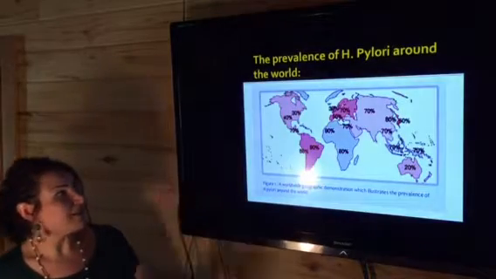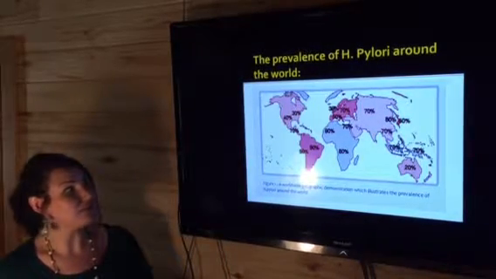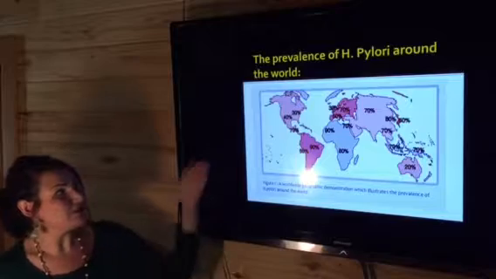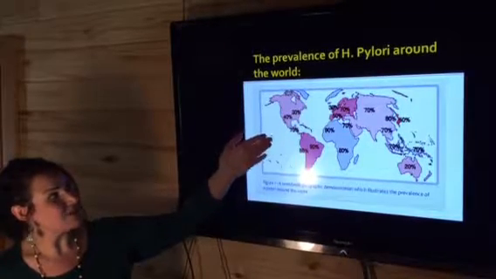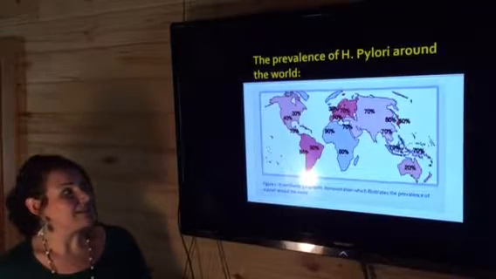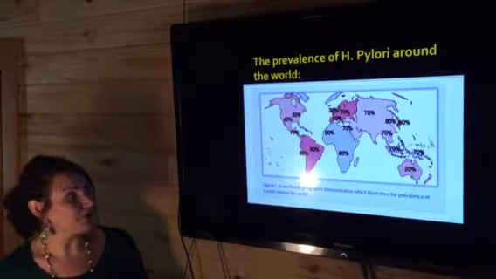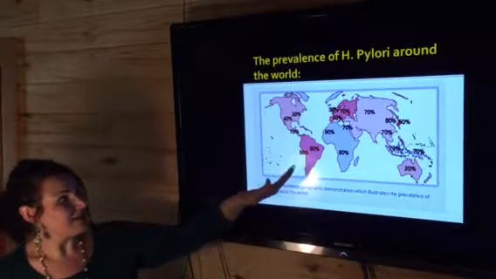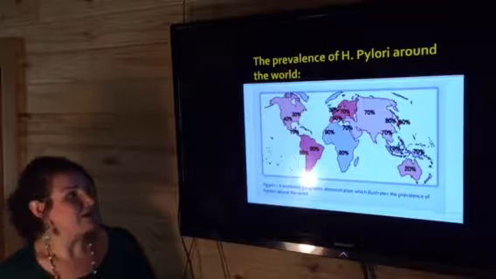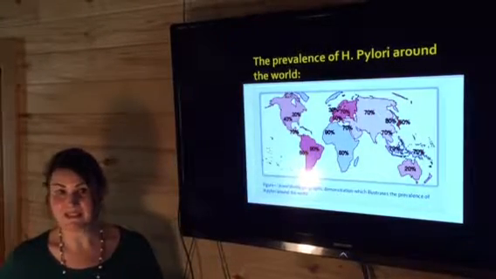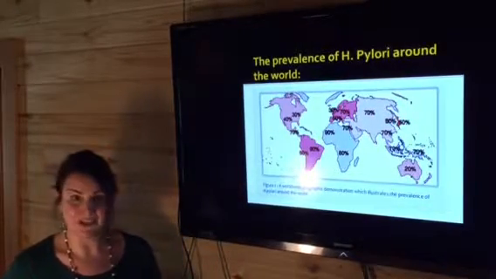And here you can see a map showing the prevalence of H. pylori around the world. You can see in the United States and Western Europe, it is less common, about 30 to 40%, whereas in South America and Africa, it's very common, 80 to 90% of the population has it.